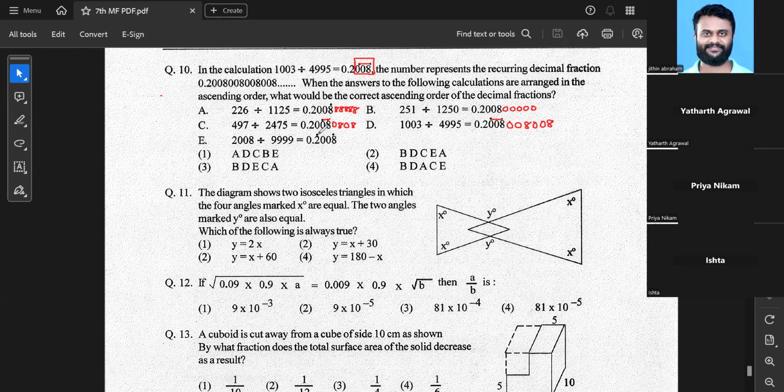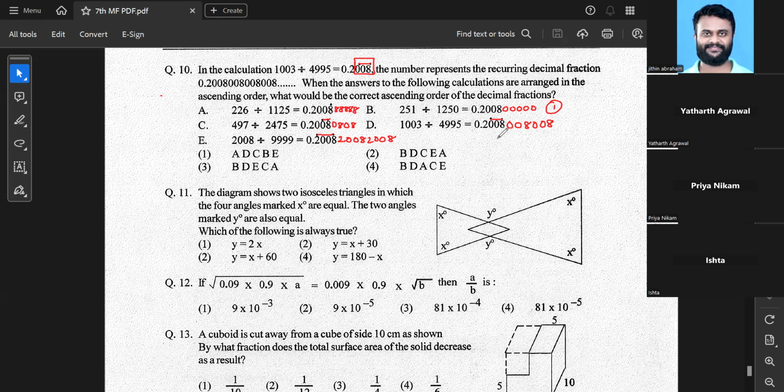Okay. This one is 2008, 2008, and so on. So which is the smallest number? Obviously, this is the smallest number, as you can see, because nothing is there, which means 0. So 0 is the smallest number. So this comes in the first place in the ascending order.